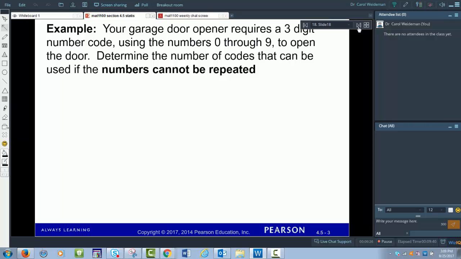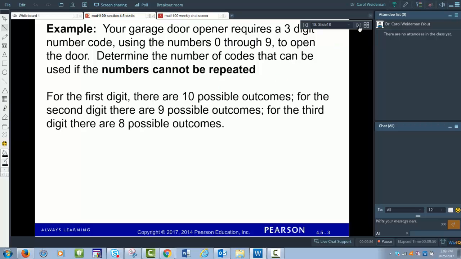Okay, let's try a couple of problems with the fundamental counting principle. Your garage door opener requires a 3-digit number code using the numbers 0 through 9 to open the door. Determine the number of codes that can be used if we can't repeat the numbers. So in the first digit, we have 10 outcomes. Whatever we pick for the first digit, we can't use again. So for the second digit, we have 9, and for the third digit, we have 8.